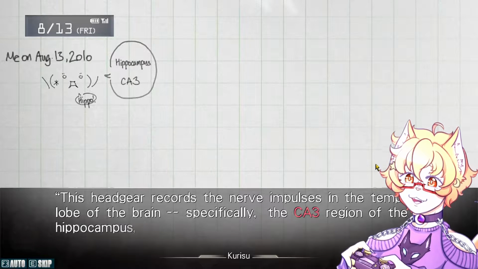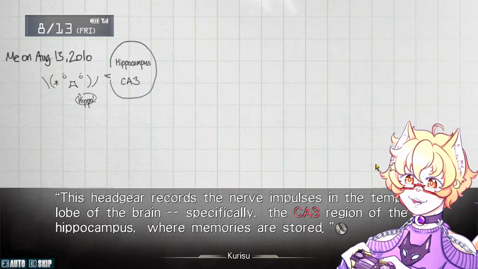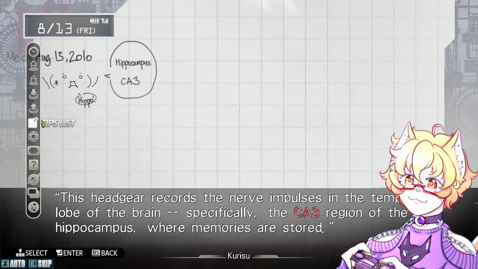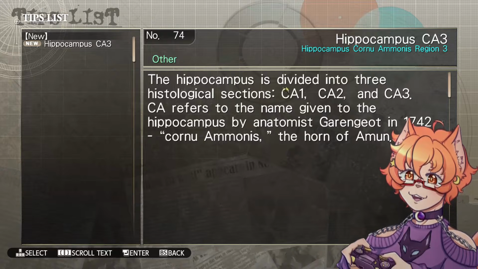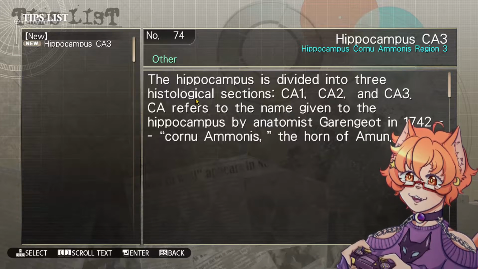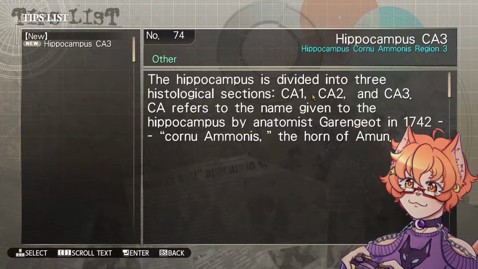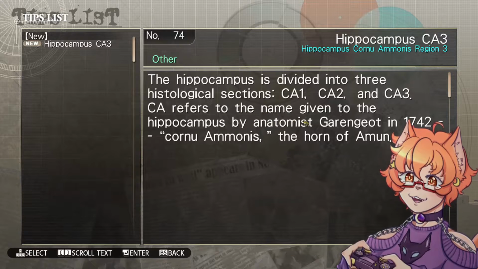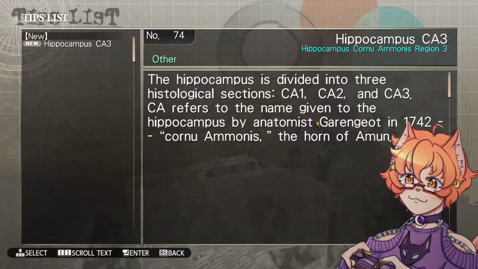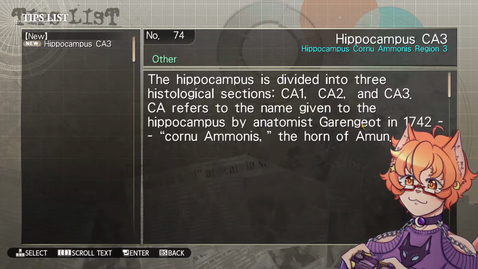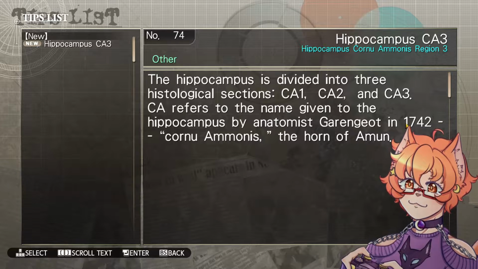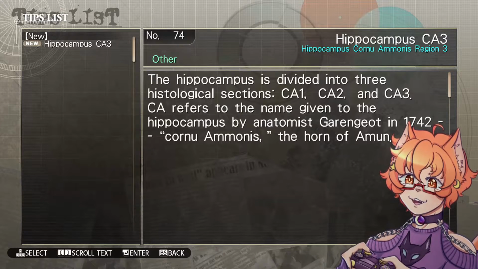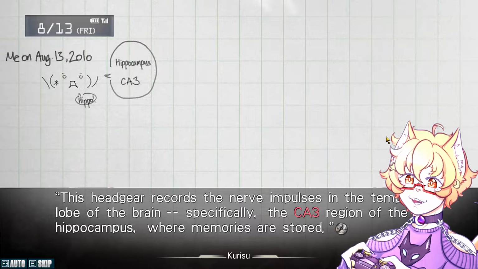The headgear records the nerve impulses in the temporal lobe of the brain. Specifically, the CA3 region of the hippocampus, where memories are stored. Hippocampus CA3. The hippocampus is divided into three histological sections: CA1, CA2, and CA3. CA refers to the name given to the hippocampus by anatomist Guérignot in 1742. Cornu Ammonis. The horn of Amun.